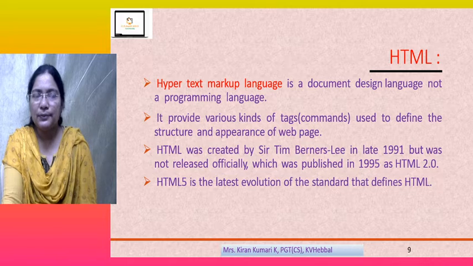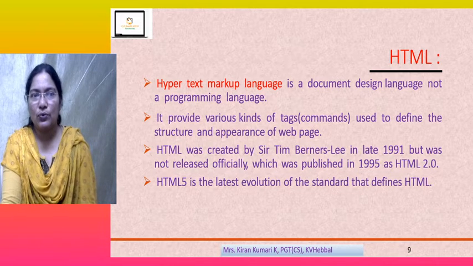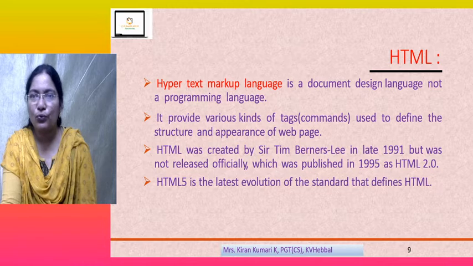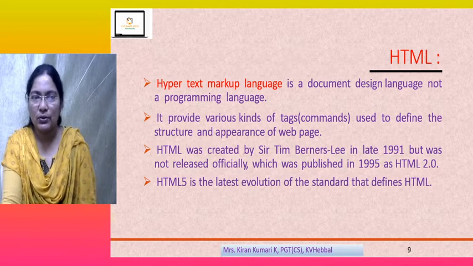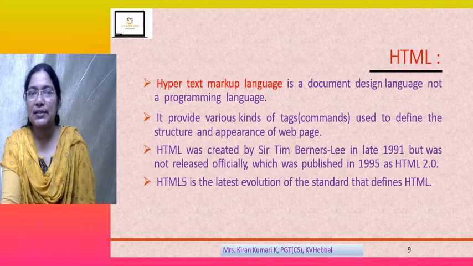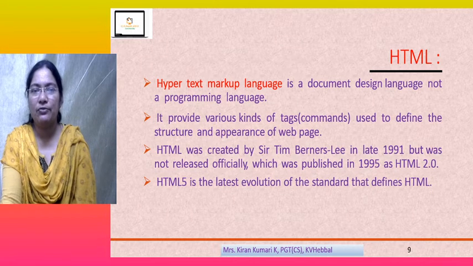So when you are using a web browser, which language does it use? There are different languages. One is HTML. So what is HTML? HTML full form is Hypertext Markup Language. It is a document design language, not a programming language. It is the document we see in web pages and websites. It provides various kinds of tags used to define the structure and appearance of web pages.